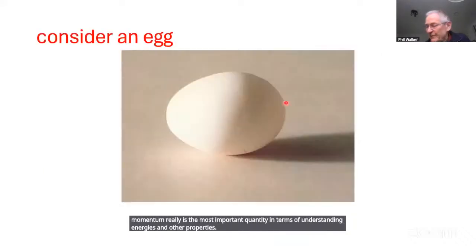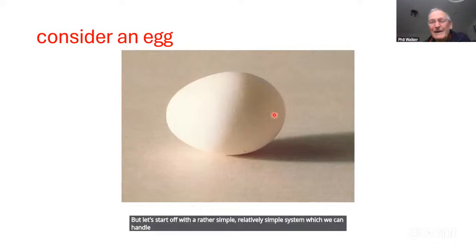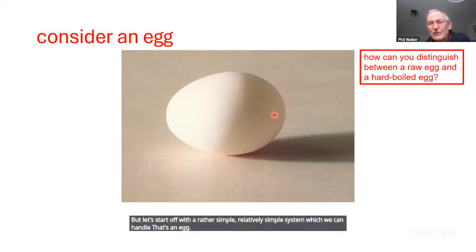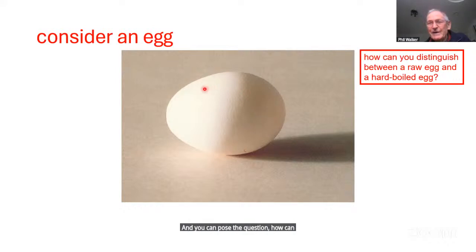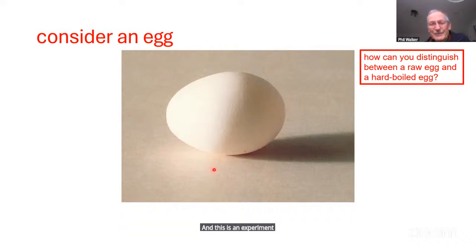But let's start off with a relatively simple system, which we can handle. That's an egg. And you can pose the question, how can you distinguish between a raw egg and a hard-boiled egg? Well, it's quite simple. If you break it open, you can see. But if you want to do it non-destructively, one thing you can do is to spin it round. And this is an experiment we can all do. It's a bit difficult to demonstrate on the internet, so I'll leave it up to you to do the experiment.